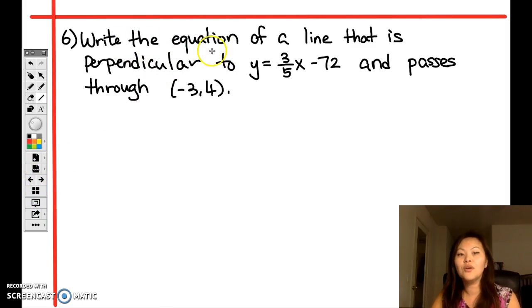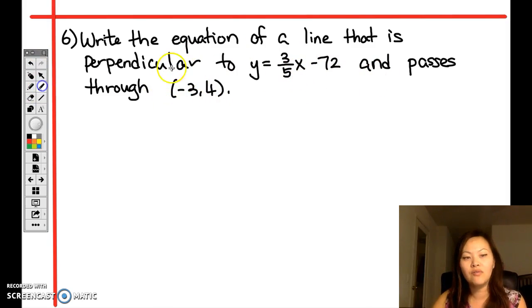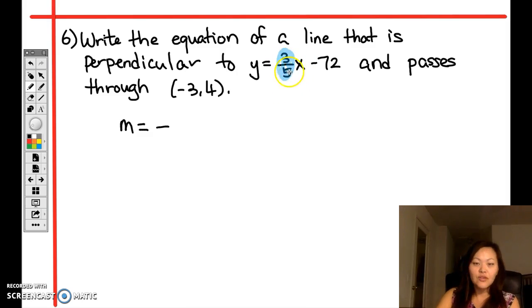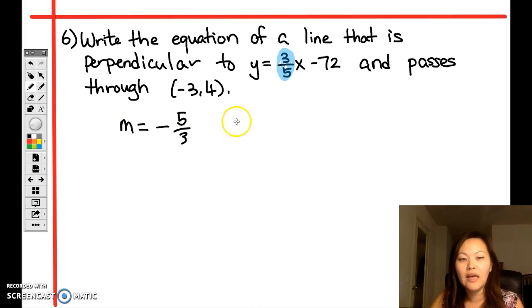Number 6, you have to write the equation of a line that is perpendicular to that and passes through this point. So over here, the only information you need is the slope. We don't care about the minus 72. All right, so if we're talking about perpendicular slope, what do you have to do? You have to change the symbol. So since this is positive, you're going to have to turn it into a negative. And then since this is 3 over 5, you have to flip it. So that's 5 over 3. So that's your slope, and it has to go through negative 3, 4.